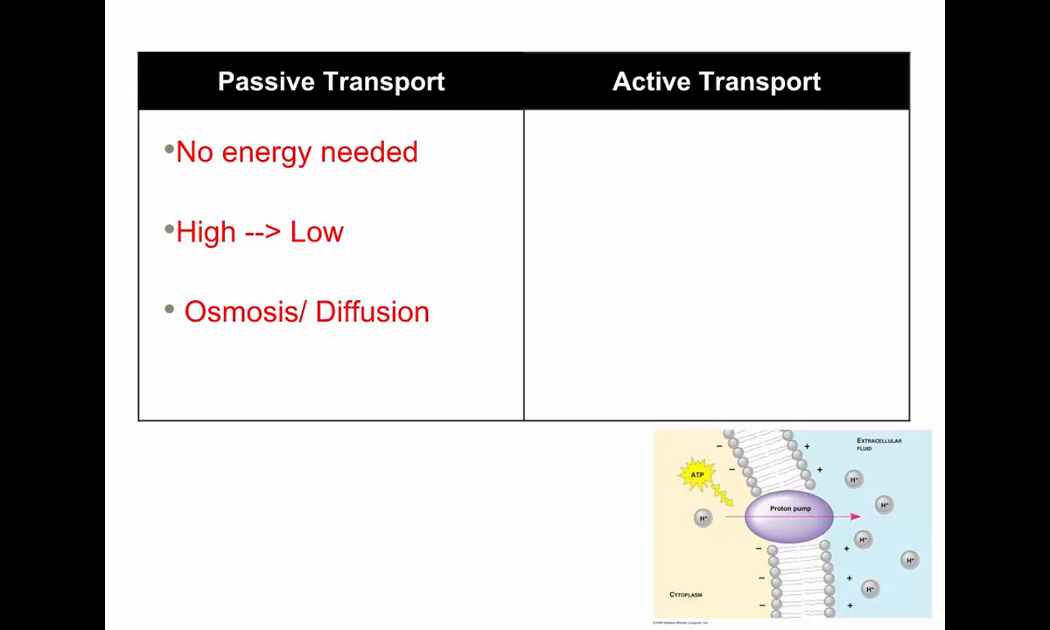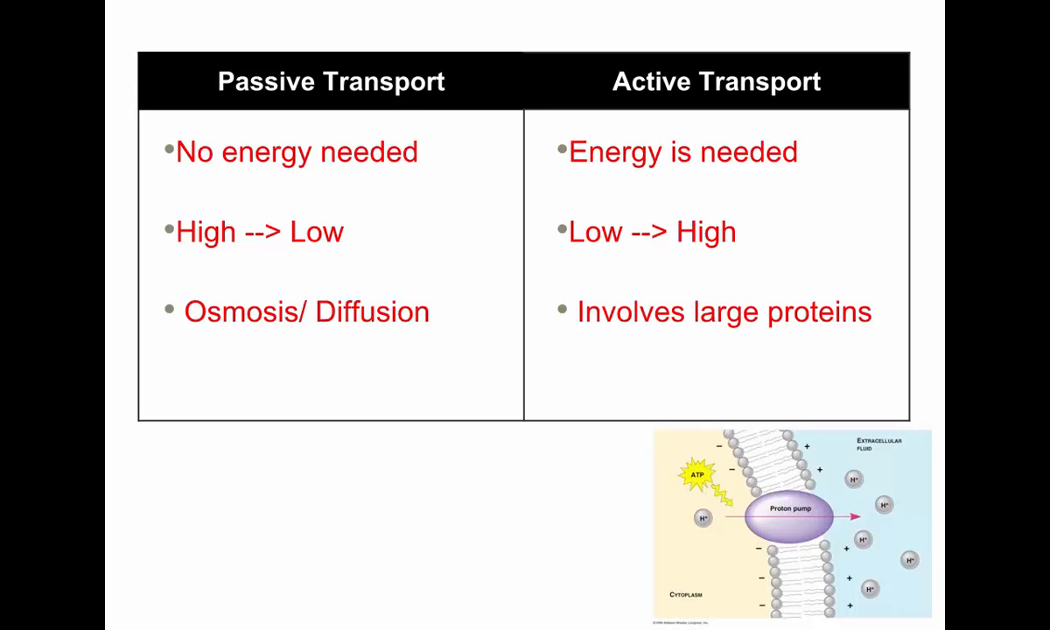But there are times in our bodies when molecules are needed to go the opposite way, from a lower concentration to a higher concentration. That can happen, but it happens through this other process called active transport. And it requires energy to happen. Your body has to exert energy to force molecules to go from low to high concentration. There's proteins that help that happen.